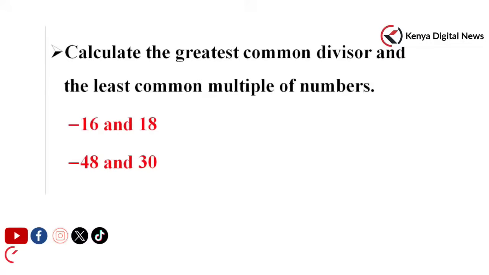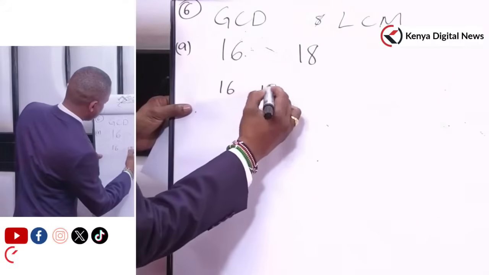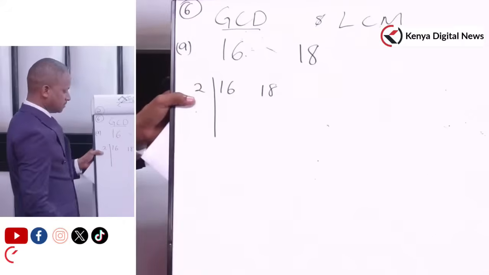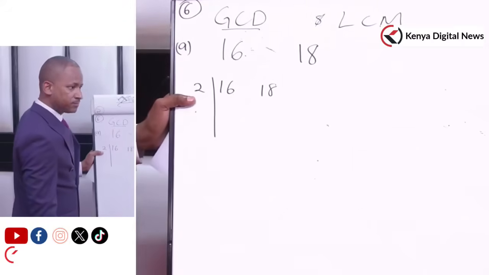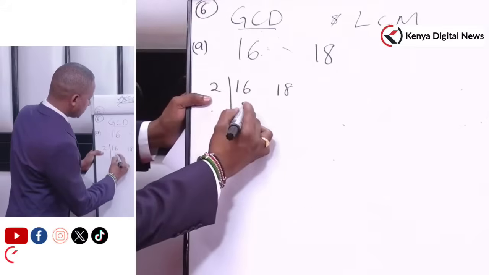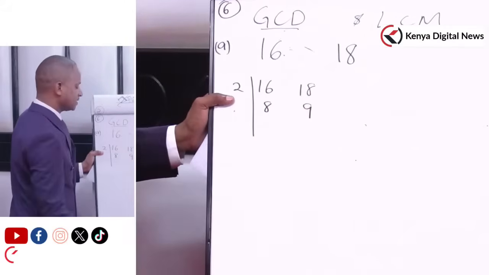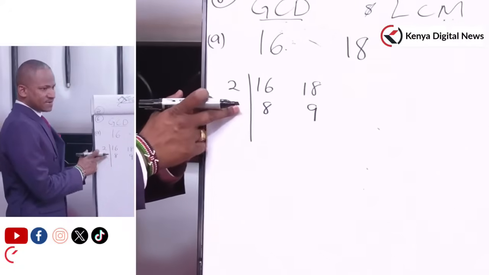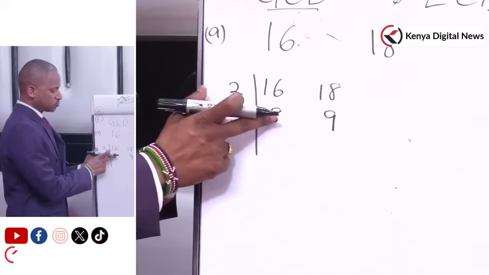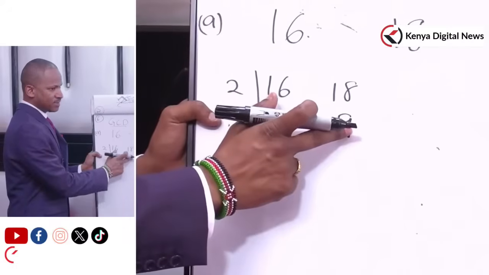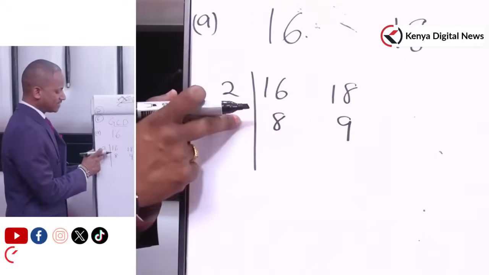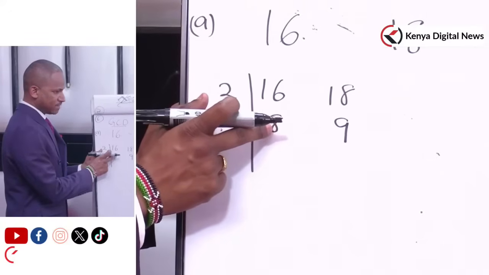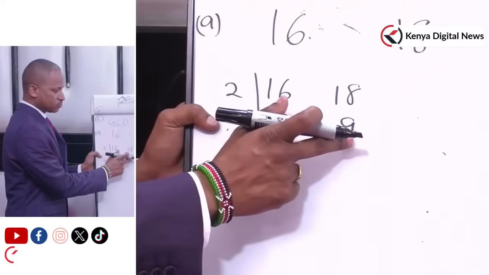So, for 16 and 18 is simple. You write 16, 18. Let's start with the GCD. You use 2 prime factors. 2 goes into 16 8 times. 2 goes into 18 9 times. So the GCD, now if you get another factor here, which is 2, it goes to 8, yes, but it goes to 9 with a remainder 1. If you get 3 goes to 8 2 times, which is 6, remainder 2. So there's a remainder for 3, but it goes to 9 3 times.